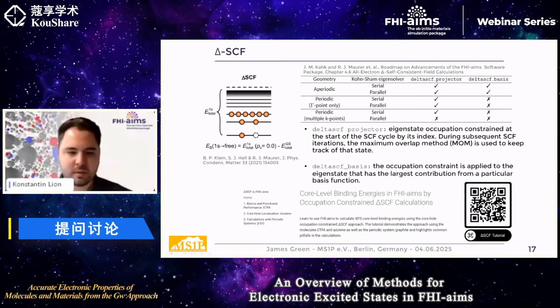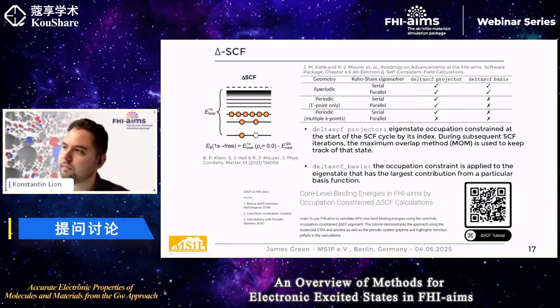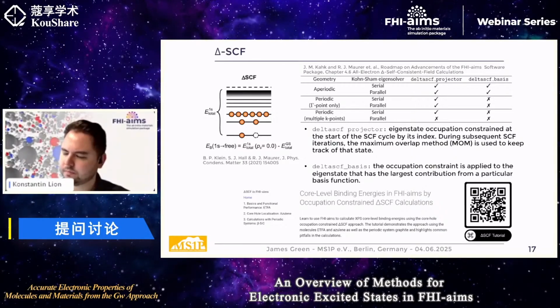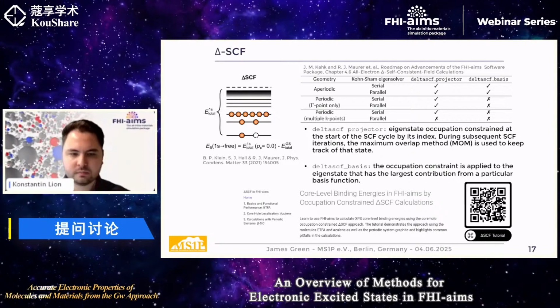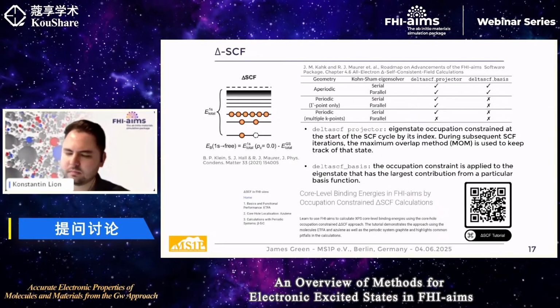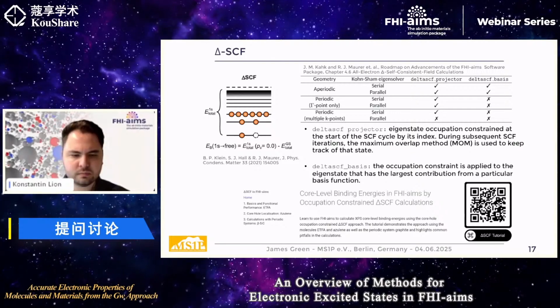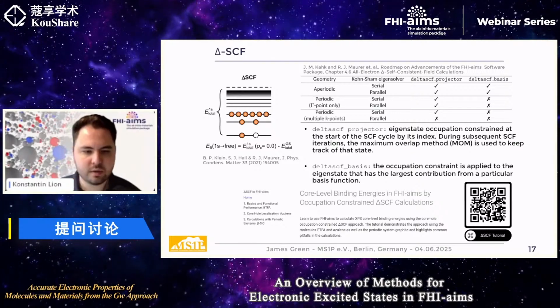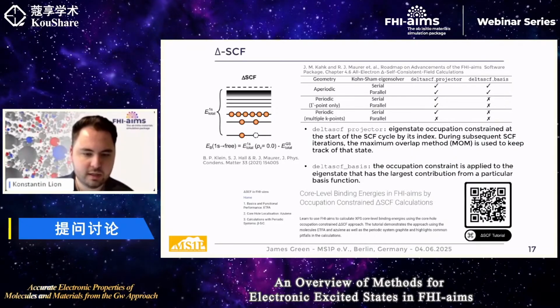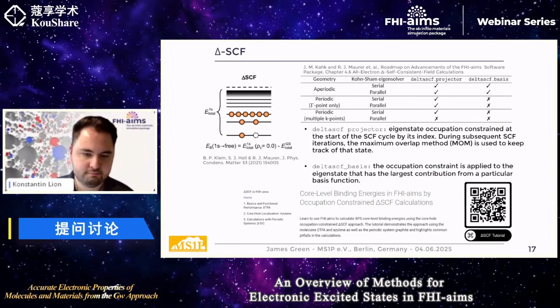Any other questions on this part? There's a question from Hyung-Yong Kim. Can delta SCF be used in excited state calculations?